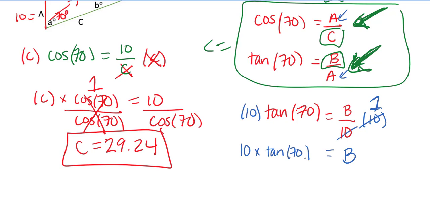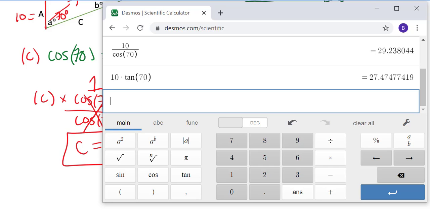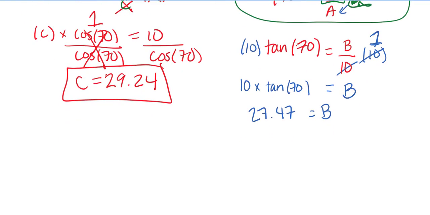So let's go ahead and get our calculators out. Now we have 10 times the tangent of 70 degrees, and we get 27.47. So we have solved for both sides now.